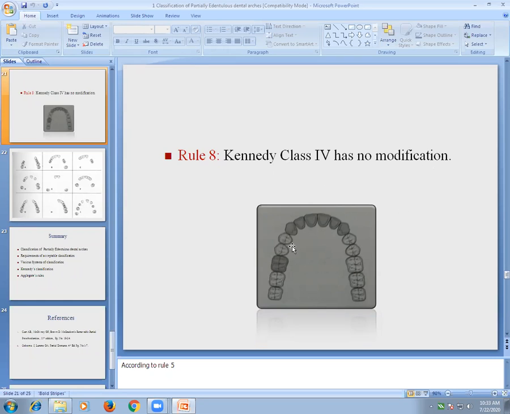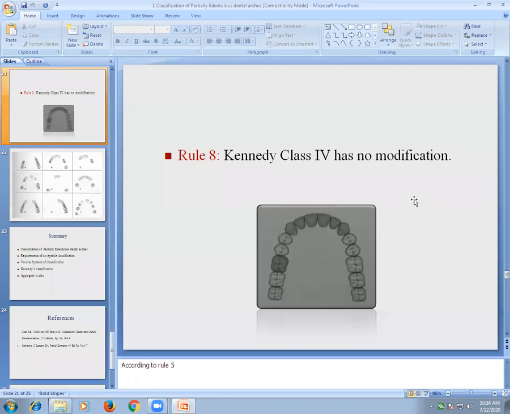As in this diagram, if this is the edentulous area, then it becomes the modification, because the most posterior edentulous space is this area. That's why it determines the classification. That is, the anterior and posterior teeth are present. That's why this is classification 3, and this comes under modification 1. So this is Kennedy's class 3 modification 1. Kennedy's class 4 has no modifications.